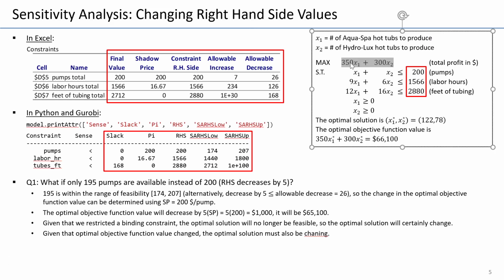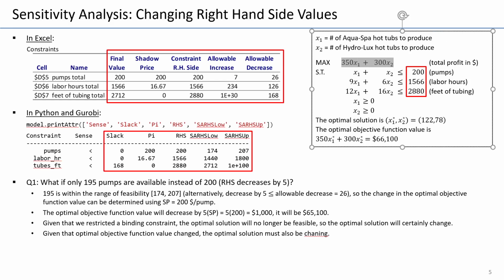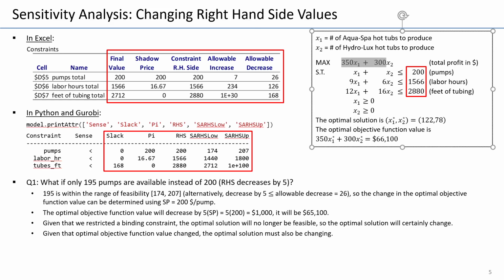It's the value of 350 x1 plus 300 x2. So if it was before 66,000 and it is now 65,000, then how can it be the same solution? If I plug in the same 122 and 78 in this objective, I will obviously get 66,100. So if I know the optimal objective function value will change to 65,100, it must be through the change of the optimal solution.